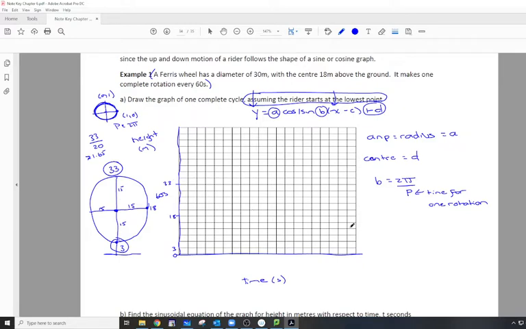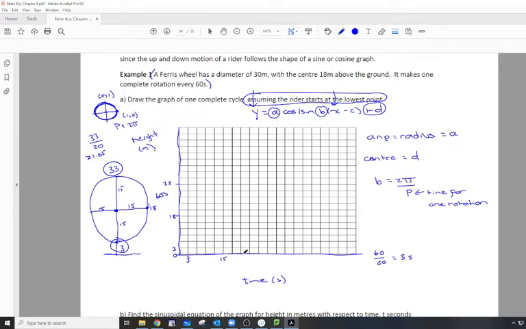And then for time, I know I have to make it all the way to 60 seconds. Again, there's 20 grid lines here. So we're going to make each grid line worth 3 seconds. So every grid line is going to be worth 3. And then we're going to go 3, 6, 9, 12, 15.